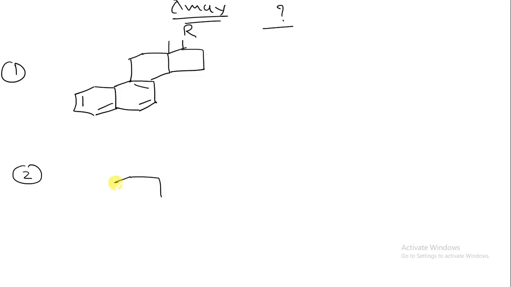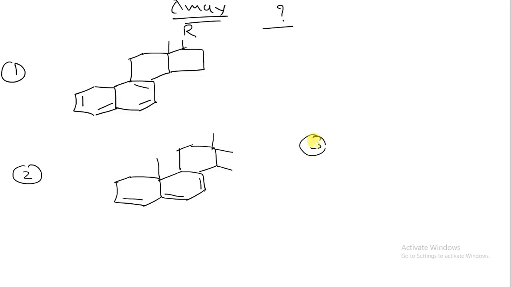Second one, there is a ring over here, there is a second ring over here. There is a substituent present on the ring, and there is one more ring over here, so there is a substituent on this ring, two substituents, and there is a third substituent. Here I am having a double bond, there is a double bond over here, there is a double bond over here. So this is our second example.